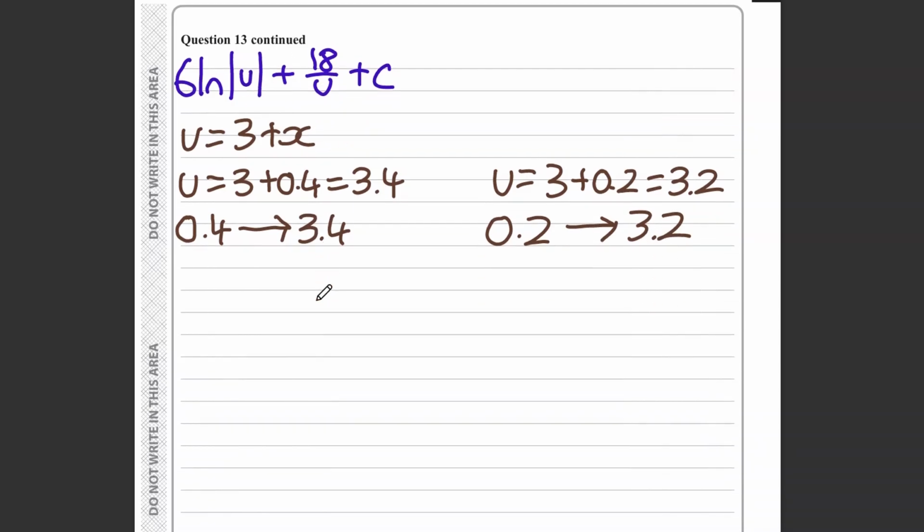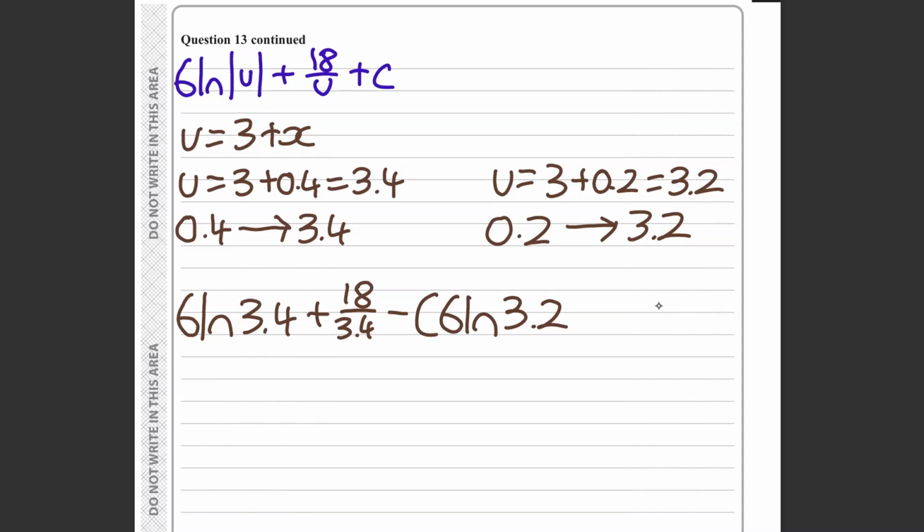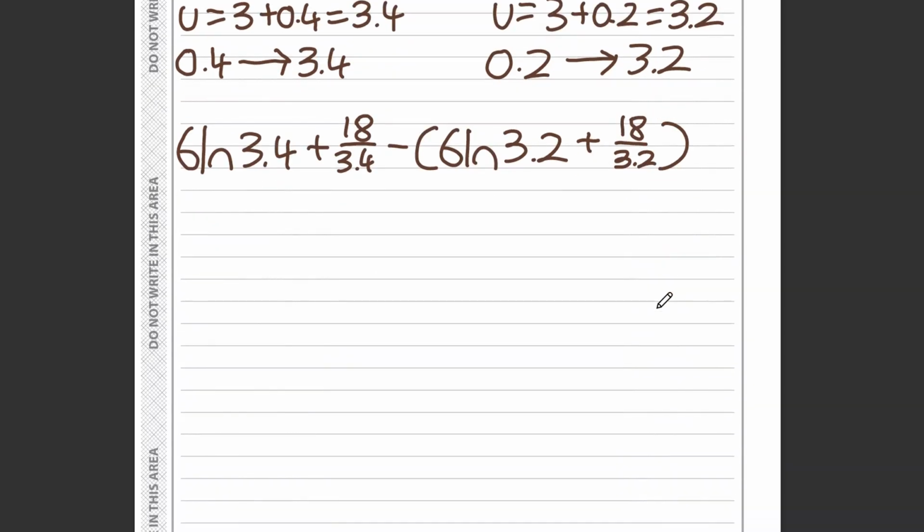If we sub these limits in, it's going to be 6 natural log of 3.4. We don't need to write the modulus anymore. So 6 natural log of 3.4 plus 18 over 3.4, and then minus 6 natural log of u, which is 3.2, plus 18 over 3.2. So we can simplify this.